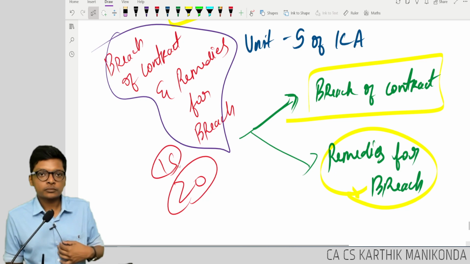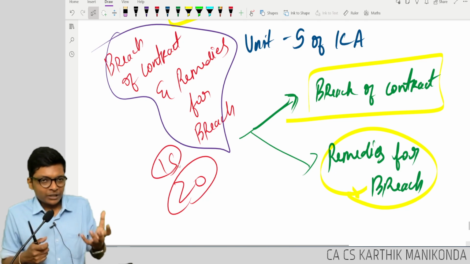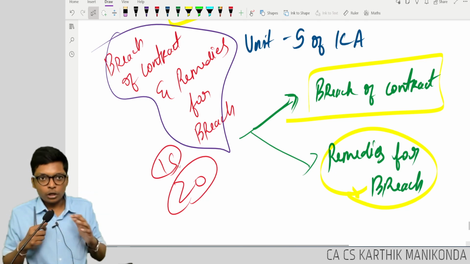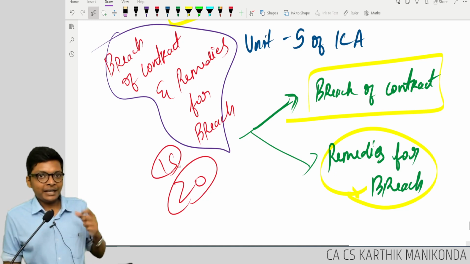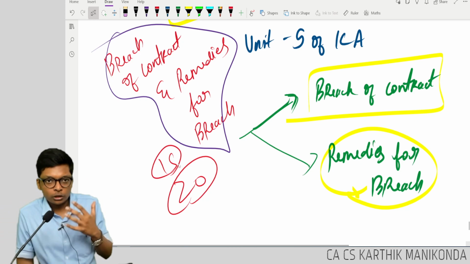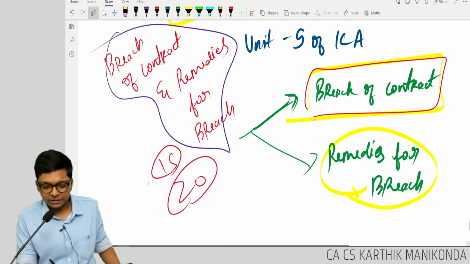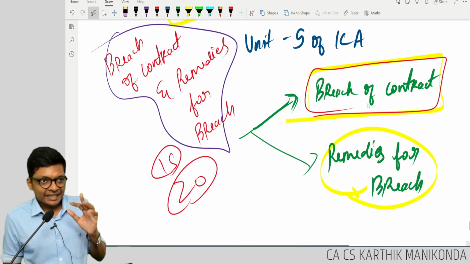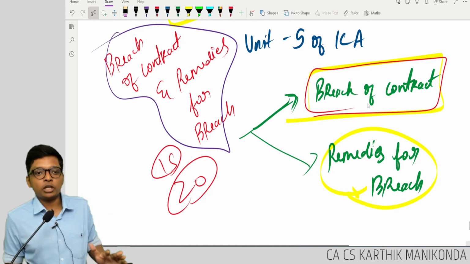What can you do? You can either adjust and drink it, or cancel and get the money back, or ask for one more new tea or coffee without sugar. Depends on what you want. So breach of contract means when something is promised and it's not performed, it's a breach of contract.